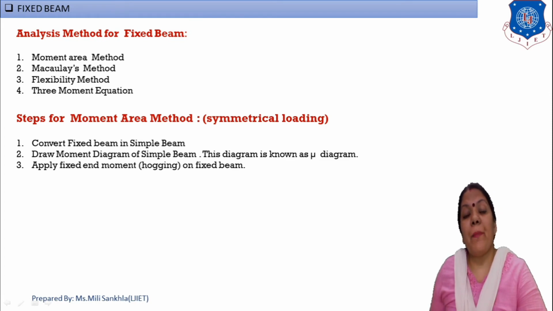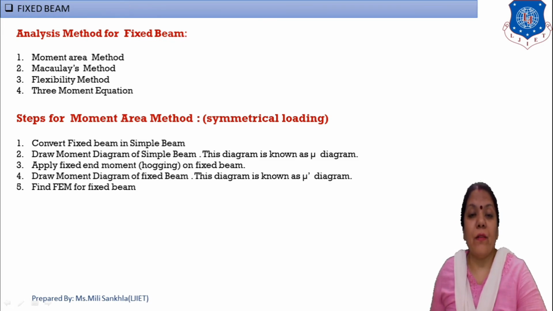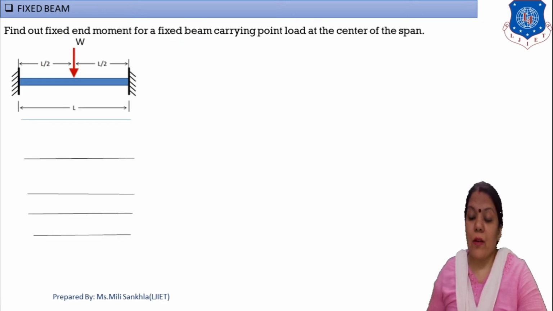Third, apply the fixed end moments on the given fixed beam and draw the hogging diagram, that means the bending moment diagram, and this bending moment diagram is known as the Mu dash diagram. After that, find out the fixed end moments for the fixed beam and then draw the SF and BM diagrams for the given fixed beam. Okay, now here we derive our first derivation of the fixed beam.